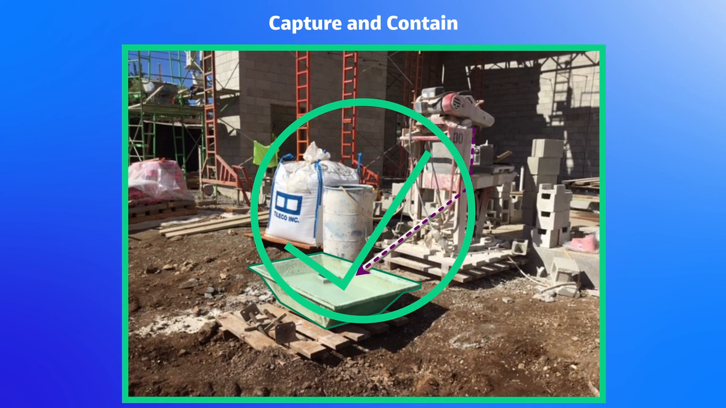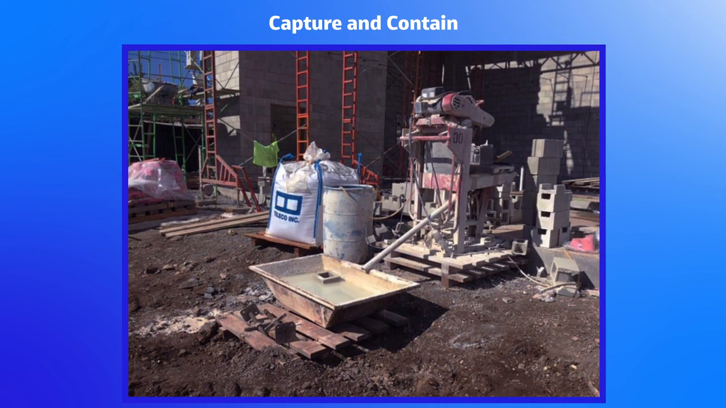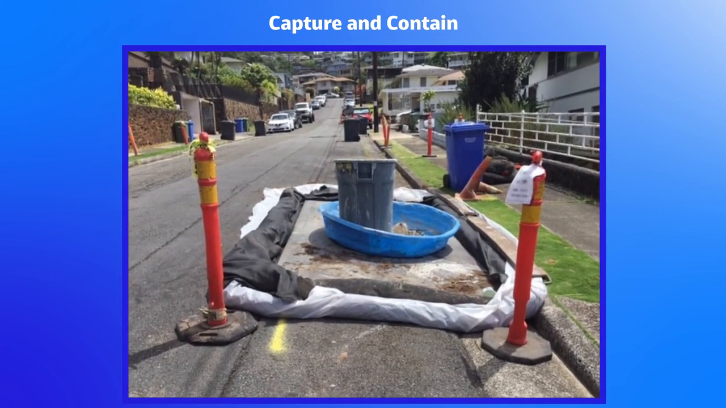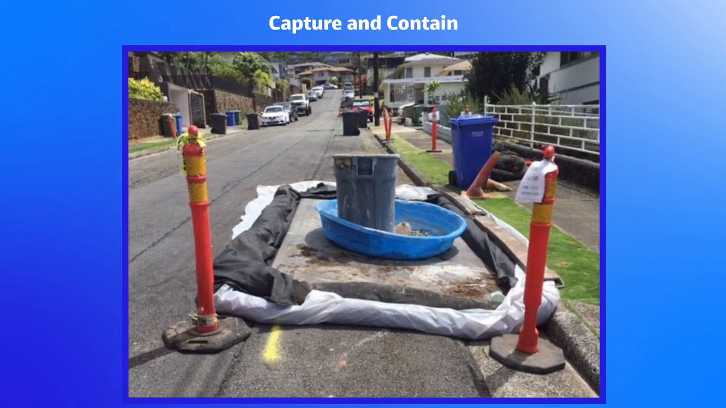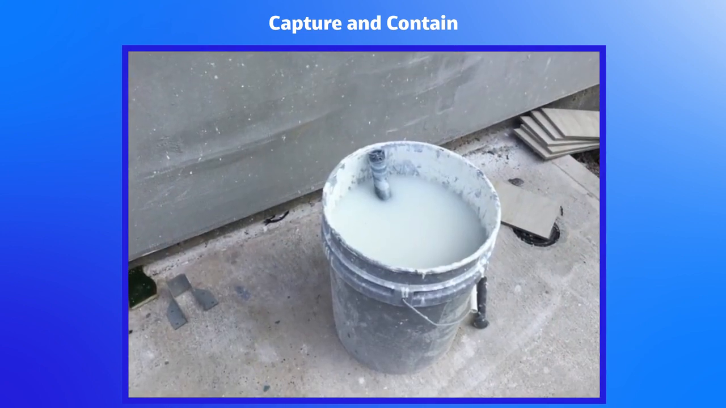Never fill any containment more than 75% full, to avoid overflows. If you anticipate rain, cover the containment, to prevent overspills. Examples of leak-proof containment devices include kiddie pools, bermed plastic sheeting, buckets, and wheelbarrows.